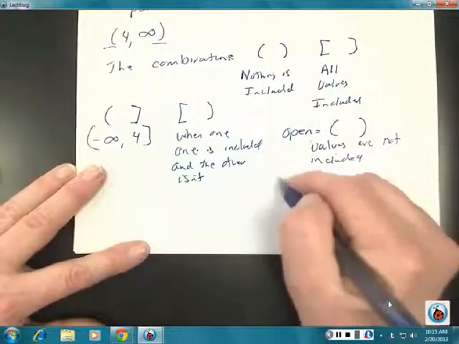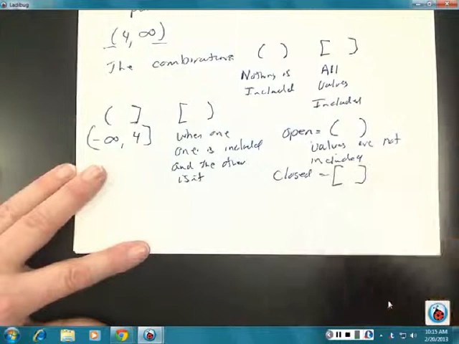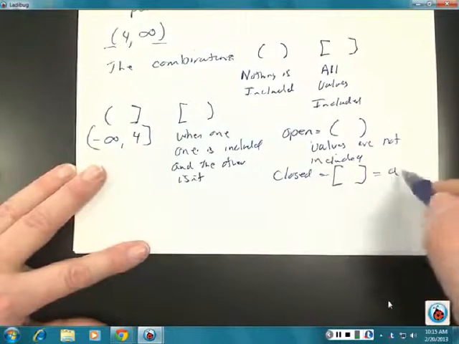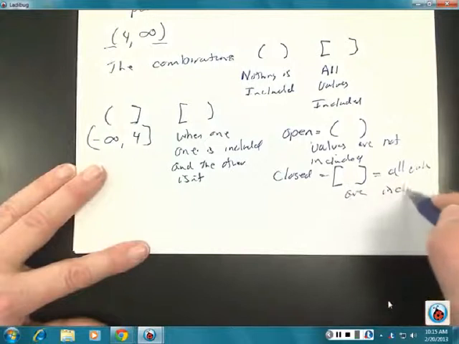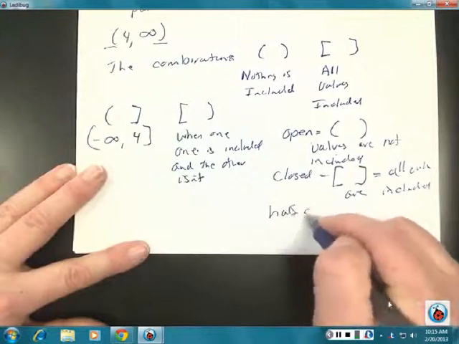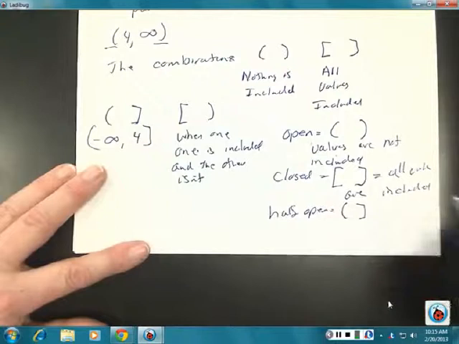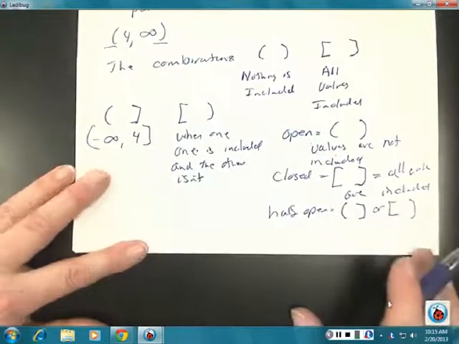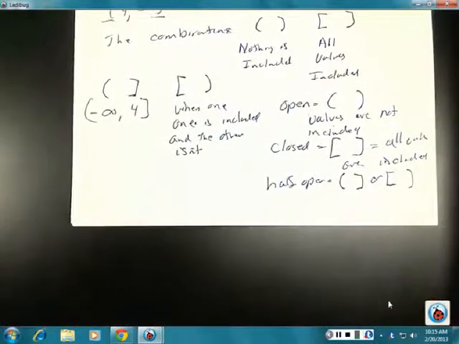If it's closed, that means it's a bracket and all values are included. And if it's half open, that's when you have a parenthesis and a bracket, or a bracket and a parenthesis. And again, it's going to make more sense when we get some numbers that we can put in here and know what it's asking you to do.